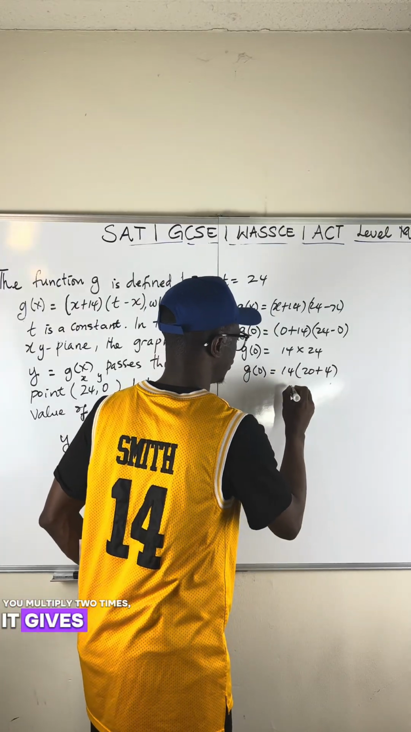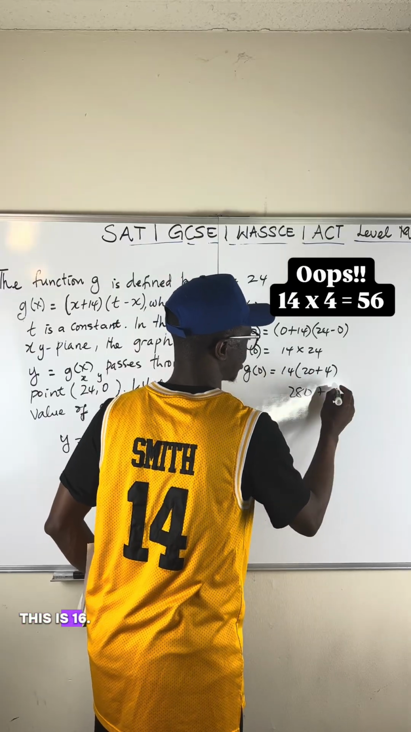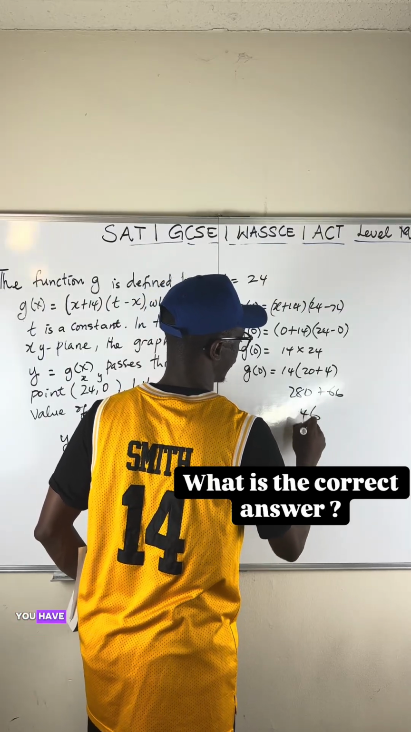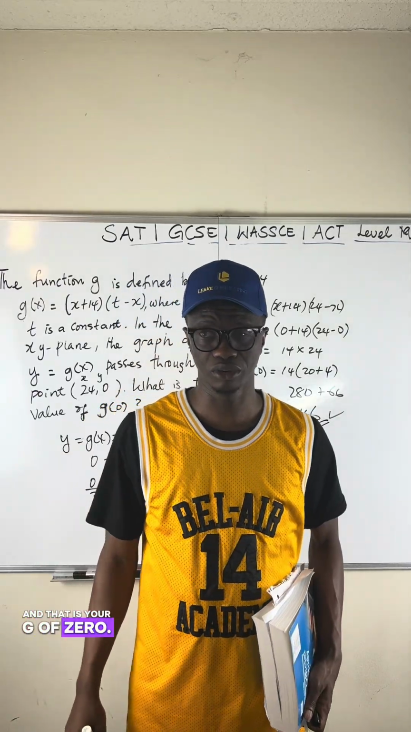You multiply 2 times 14, it gives you 280, right? Plus this and this is very easy to deal with. This is 56, so that gives you 56. Now add these two. You have 6 here, you have 3, and you have 3. And that is your g of 0.